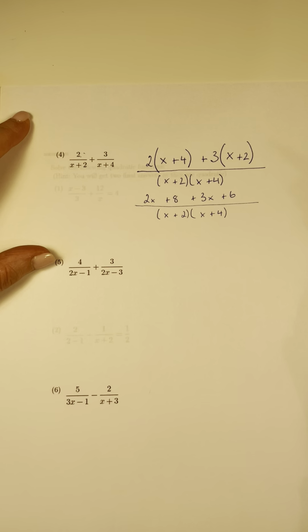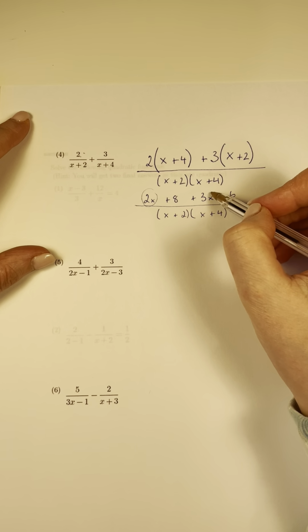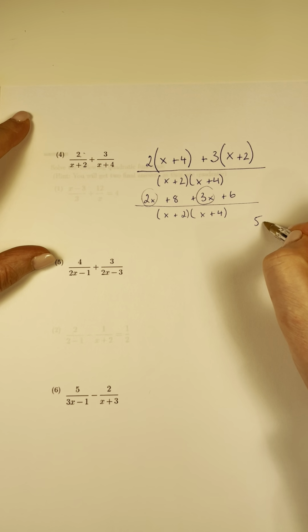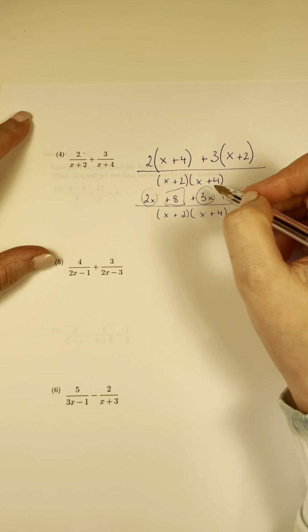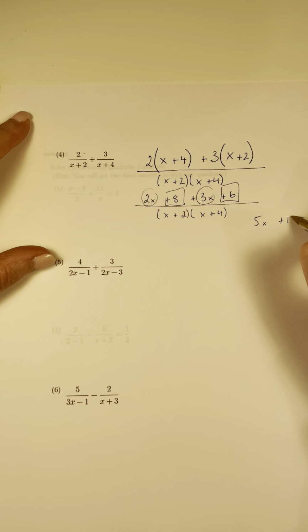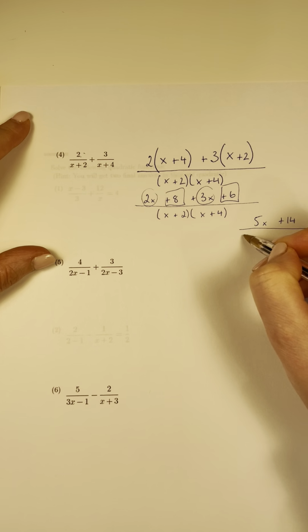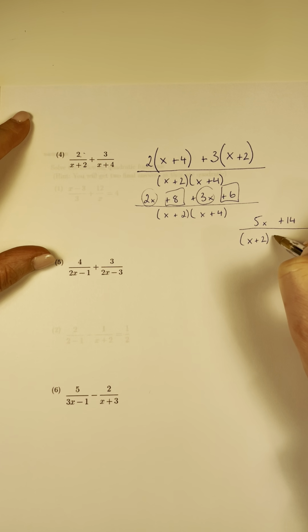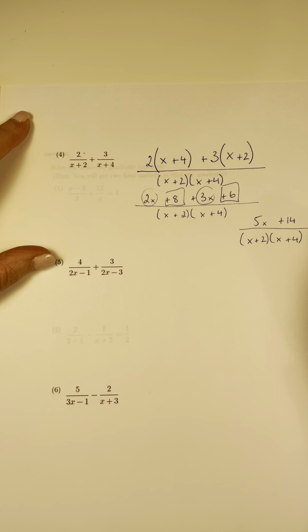And now you fix it up a little bit more. 2 and 3 will give me 5x. 8 and 6 will give me 14. All over x plus 2, x plus 4, and you're done.